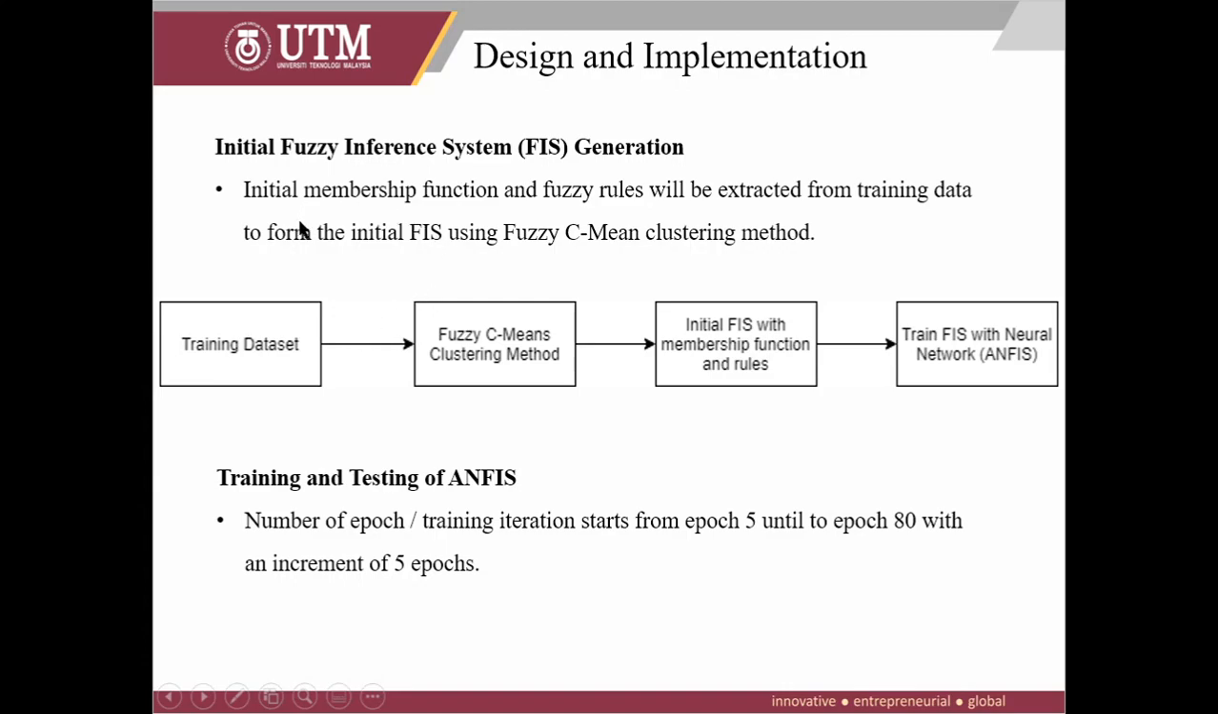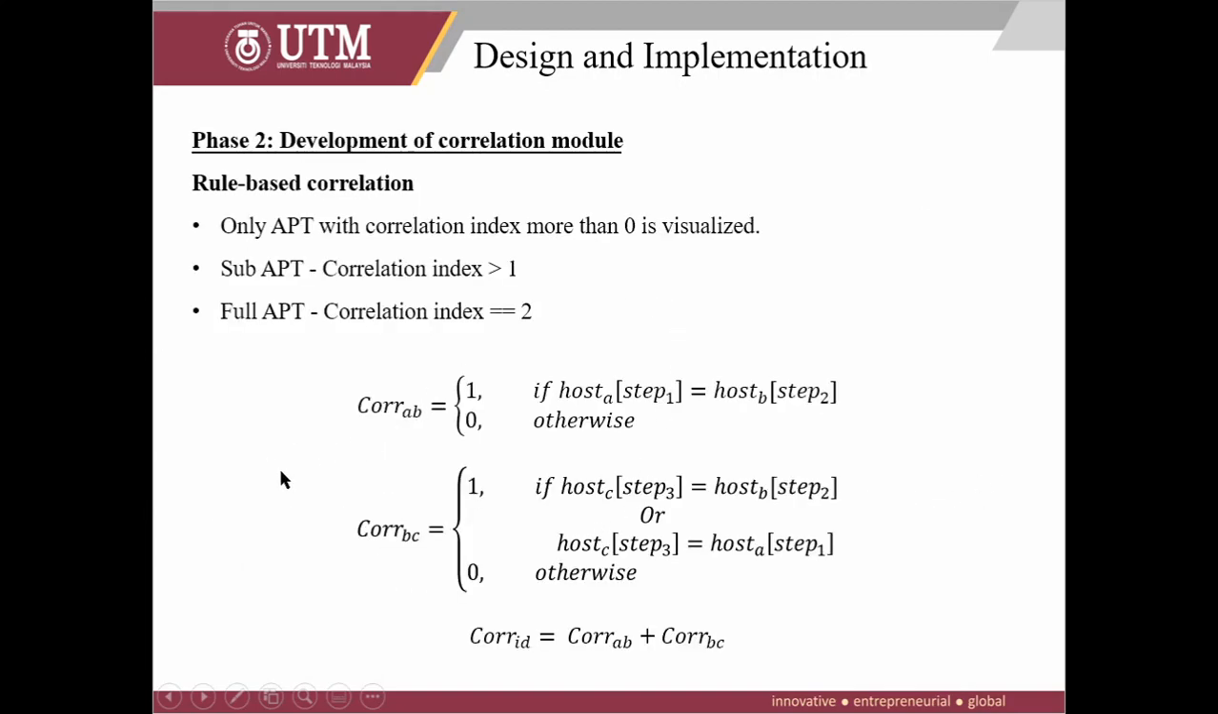So this is the same thing mentioned earlier about the initial fuzzy inference system, and our training starts from epoch 5, increased by 5 up to 80. This is the rule, the correlation rules that we have.